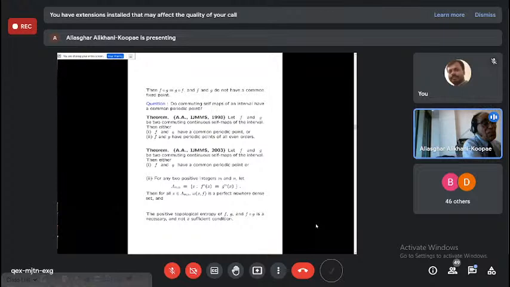Another question that I was concerned with is, now that we have a pair of continuous functions that do not have a common fixed point, how many of those can we have? In other words, for example, in the language of category, can we say that typically commuting continuous self-maps of intervals do not have a common fixed point?